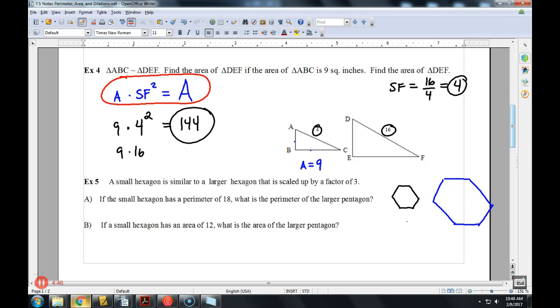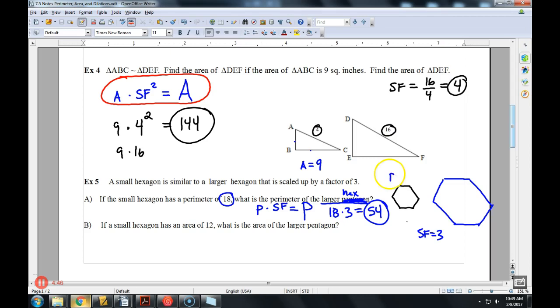Alright, so part A. The scale factor is 3. Everything is 3 times larger. So if a small hexagon has a perimeter of 18, what is the perimeter of the larger pentagon? I don't know why I wrote pentagon. That should say hexagon right there. So for perimeter, I do the perimeter times the scale factor, and that should give me the large perimeter. So 18 times 3 would be 54 is the answer to this question.